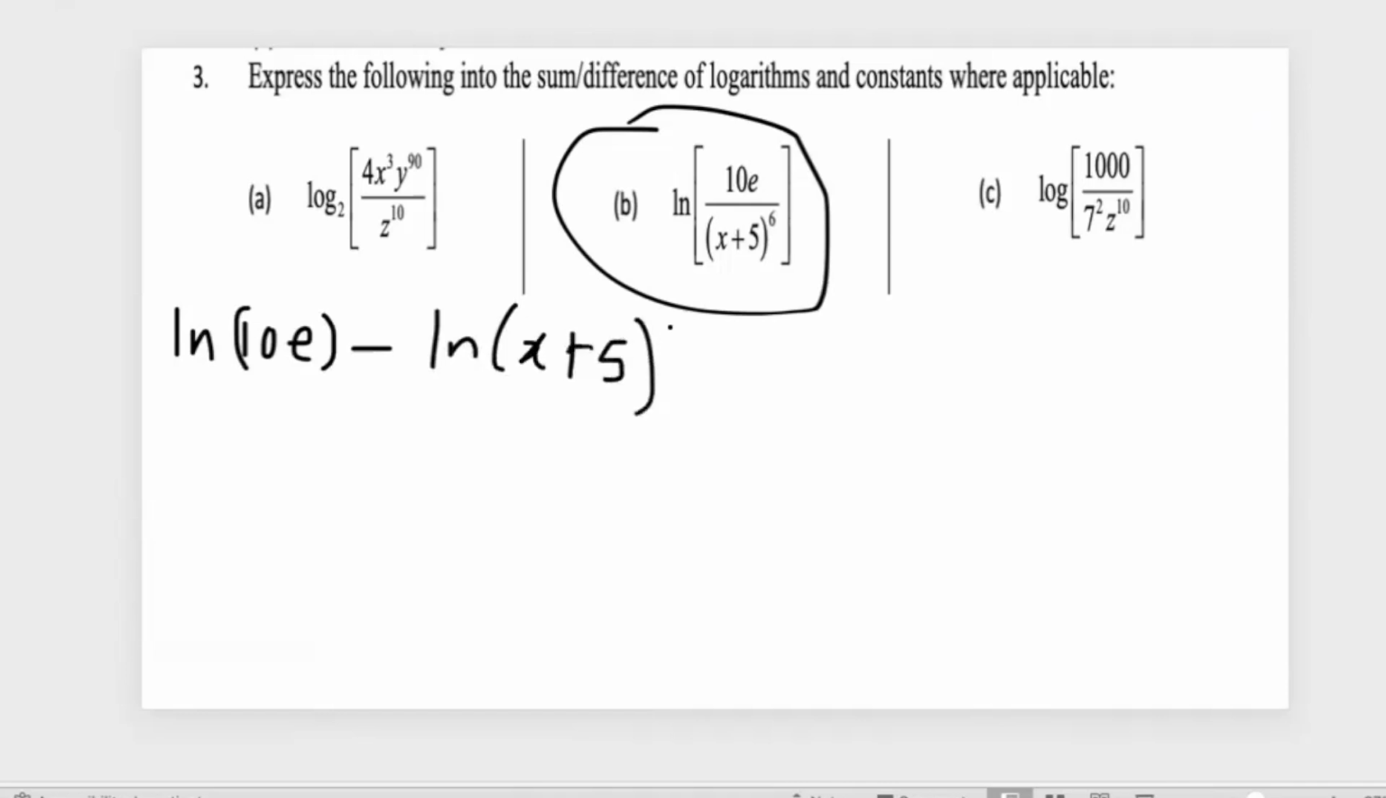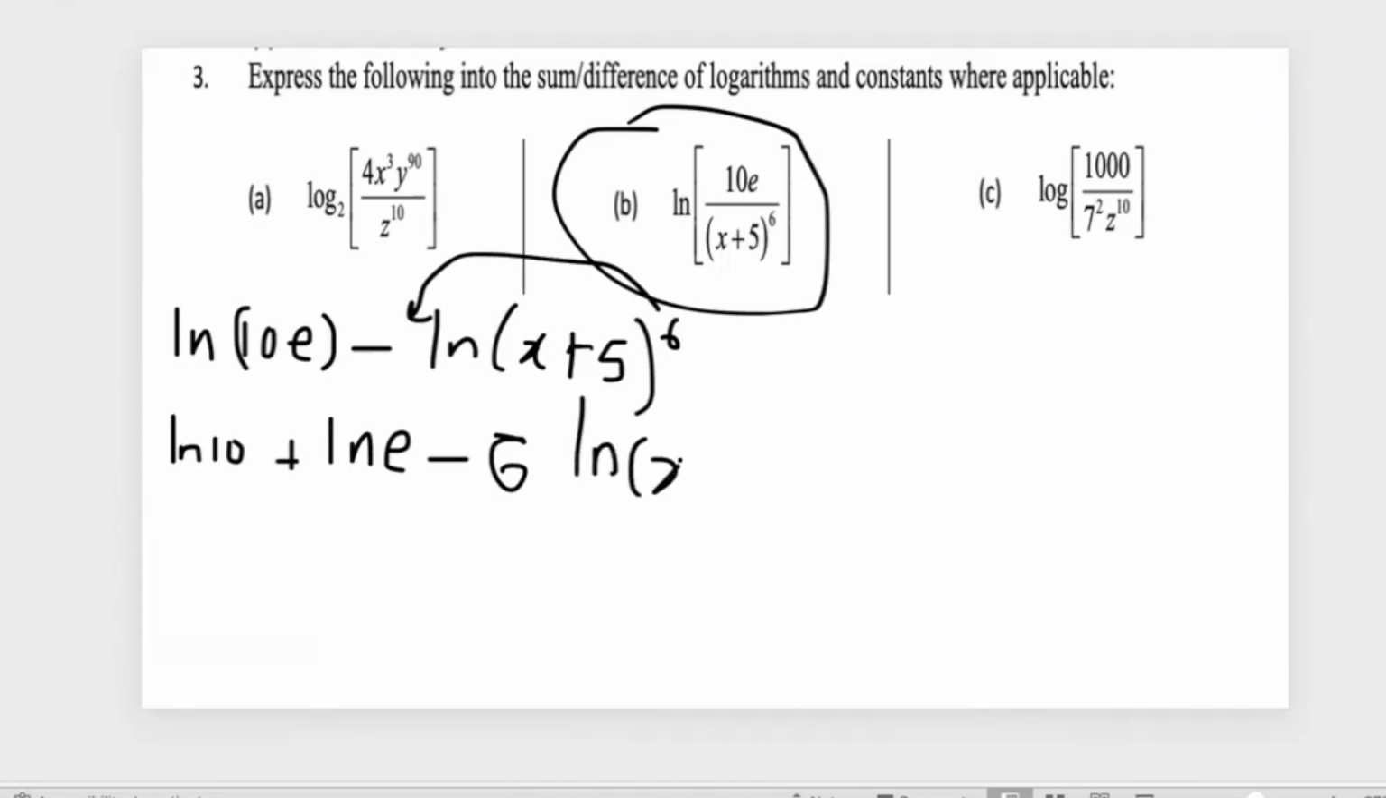6. Now for 10e, it's like saying 10 times e, so when you multiply, you add, so you can have this as ln 10 plus ln e. Then here I can carry the 6 in front, so I have 6 ln (x plus 5). Now we know ln e is 1. So this will disappear to give us 1. So we have ln 10 plus 1.